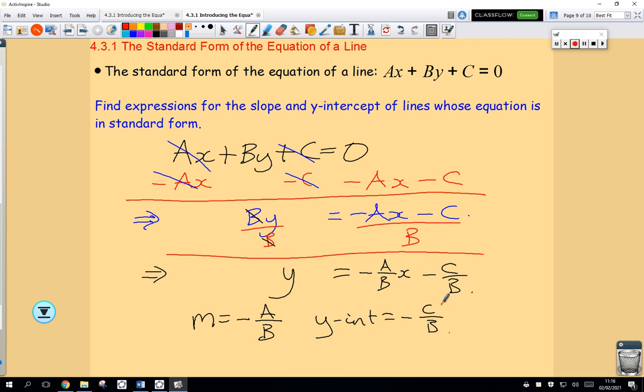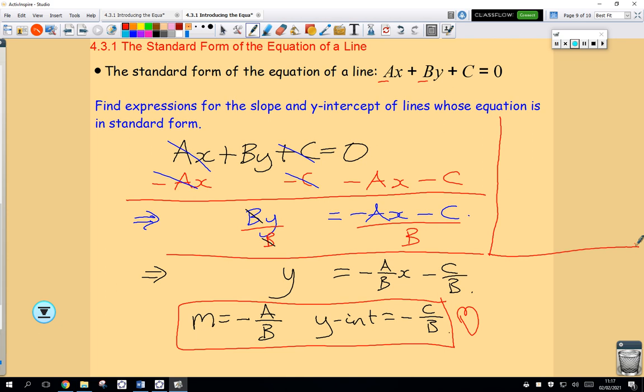Okay, and I would recommend that you learn that, kind of by heart, really. I mean, you don't 100% need to. But if I look at any line that's written in standard form, and I know this rule, the slope is always going to be negative the coefficient of x divided by the coefficient of y. Negative a over b, that's the coefficient of x divided by the coefficient of y. And the y-intercept is always negative the constant over b. Well, then I can fairly easily figure stuff out.